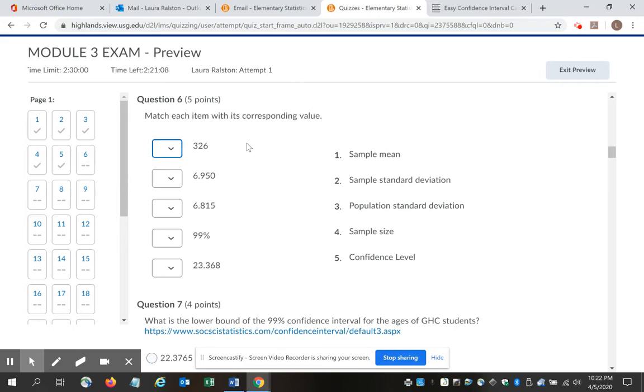So again, using the question and marking and connecting and matching all these up, 326 was my sample size. 6.95 was the population standard deviation. 6.851 was the sample standard deviation. 99% was the confidence level, and 23.368 was the sample mean.